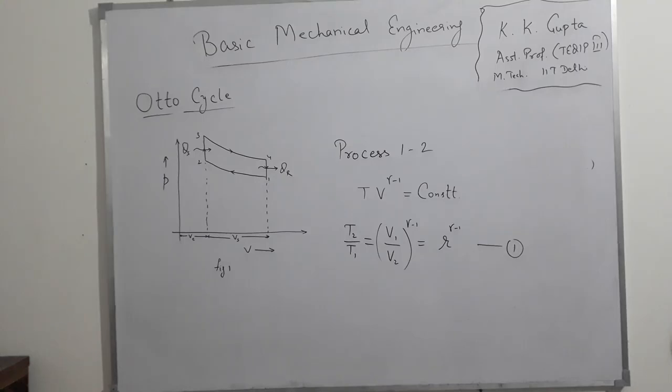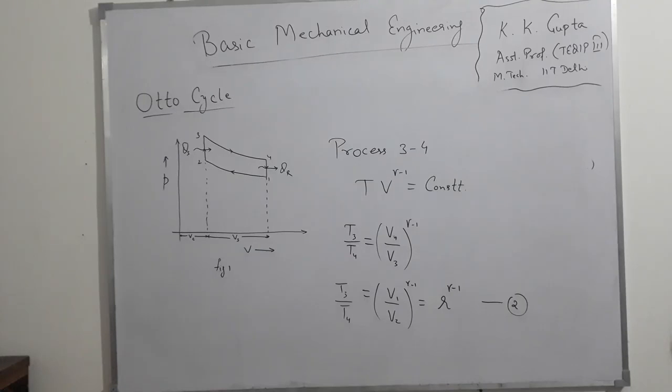Process 1-2 is reversible adiabatic compression, so we can apply the ideal gas equation for a reversible adiabatic process: T V to the power gamma minus 1 is constant. So for this process 1-2 we can write T2 by T1 is equal to (V1 by V2) to the power gamma minus 1, and V1 by V2 is the compression ratio r, so T2 by T1 is r to the power gamma minus 1. This is equation number 1.